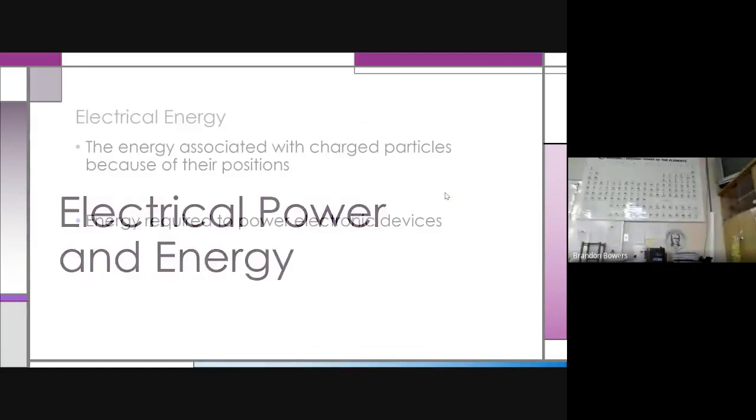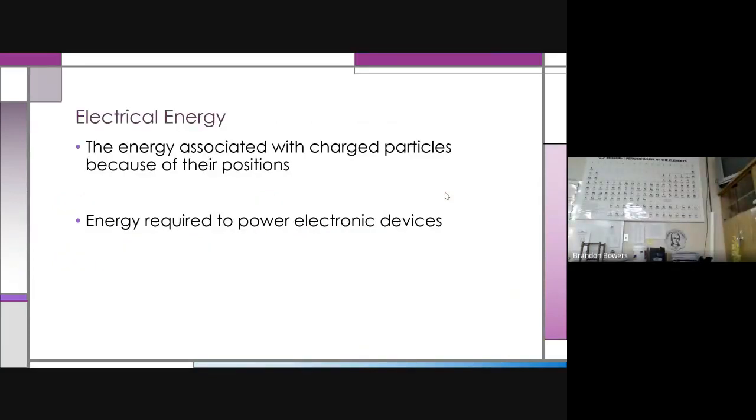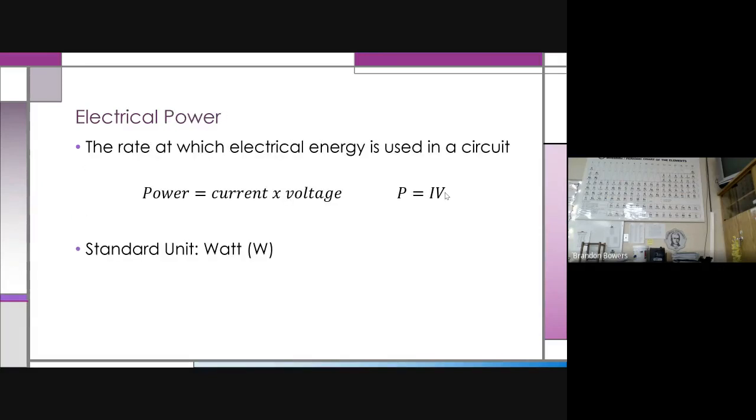Okay, let's get to our second equation. So we already talked about how energy is associated. Here is high kinetic. Here's high potential. How do we calculate that? We calculate it by this. Power is equal to current times voltage. Power is equal to current times voltage. This is the last thing we're going over.